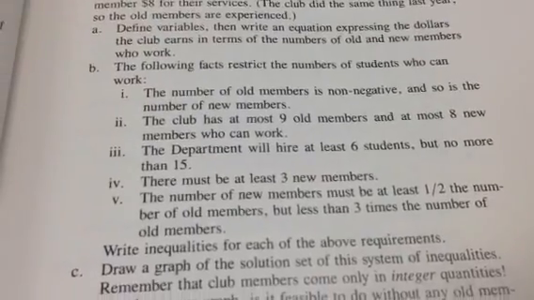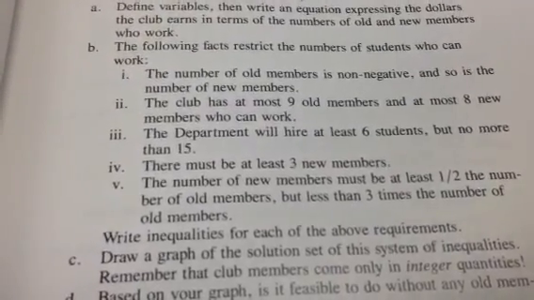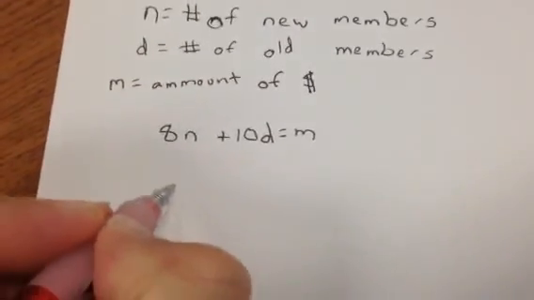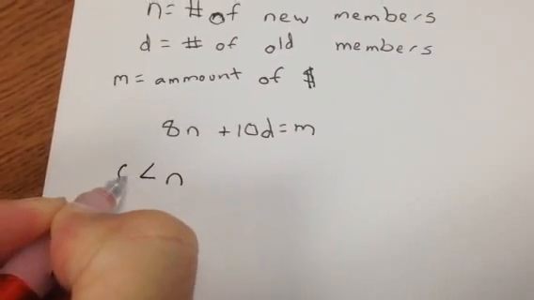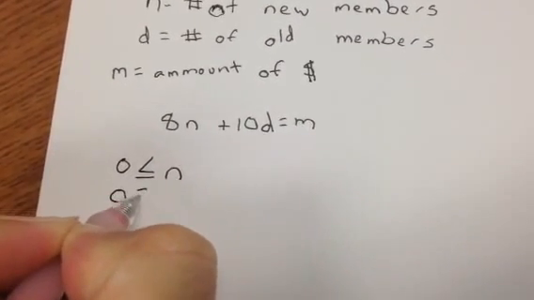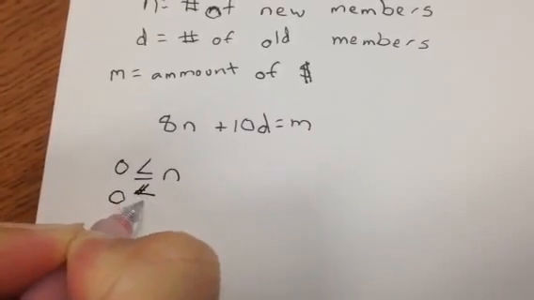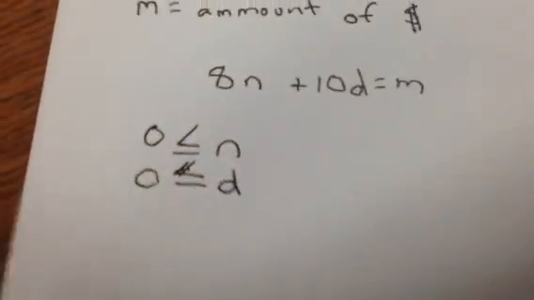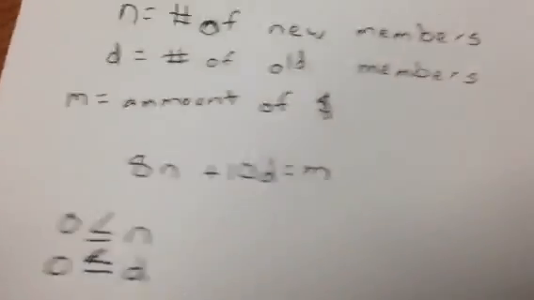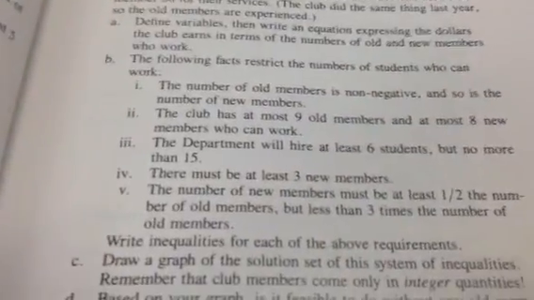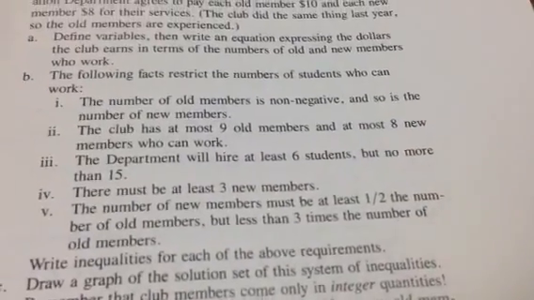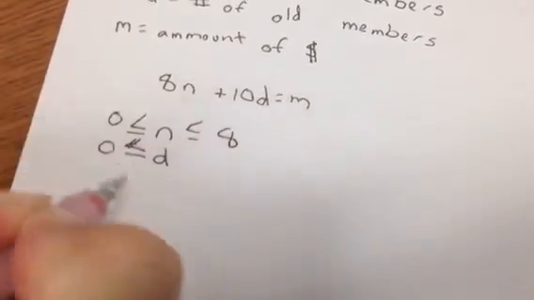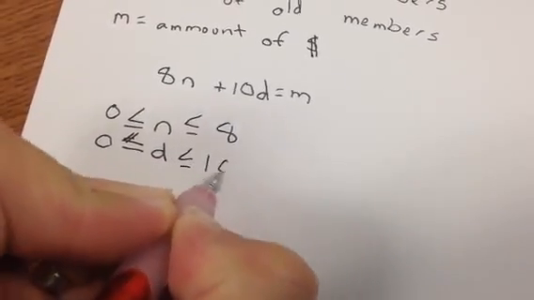Some of these we might already know. For example, the number of old members is non-negative, and so is the number of new members. That would tell us that our number of new members is greater than or equal to 0, and our number of old members also needs to be greater than or equal to 0. Then the club has at most 9 old members and at most 8 new members who can work. So we know that the number of new members is less than or equal to 8. The number of old members is less than or equal to 10.